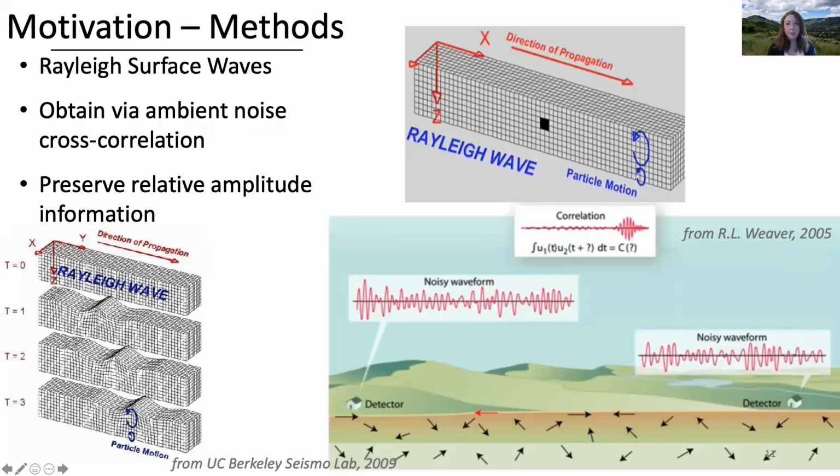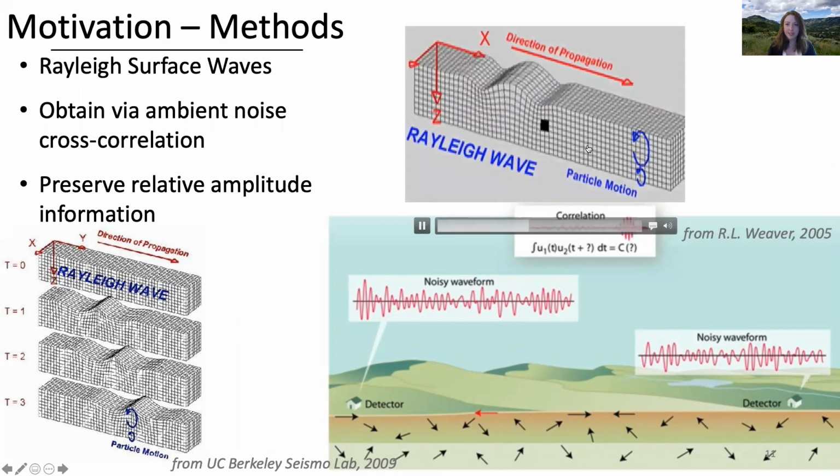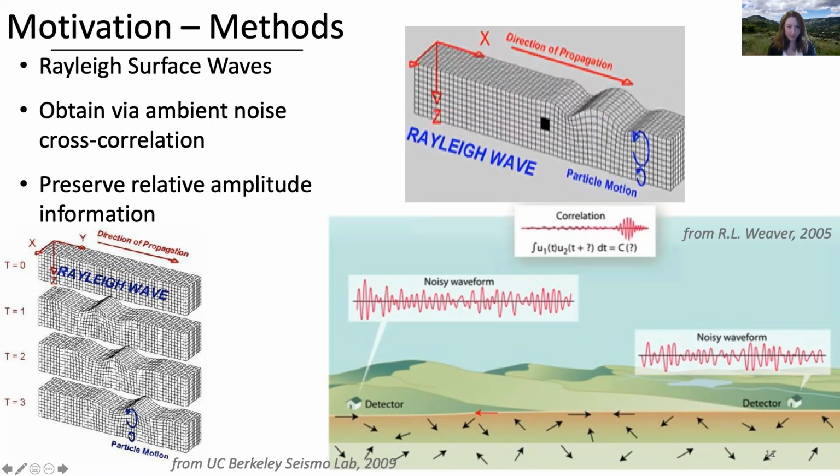As we mentioned, we use Rayleigh waves with the retrograde motion moving through the subsurface, but we don't use earthquakes for our source. Instead, we use a technique called ambient noise cross-correlation, which takes advantage of the ocean waves hitting the shoreline and other sources that put energy into the earth.